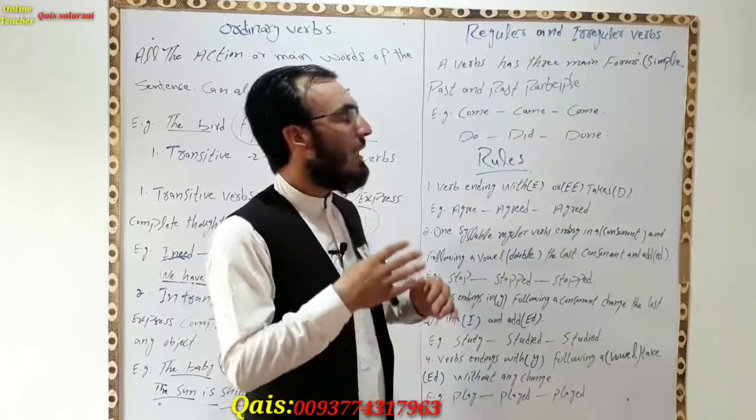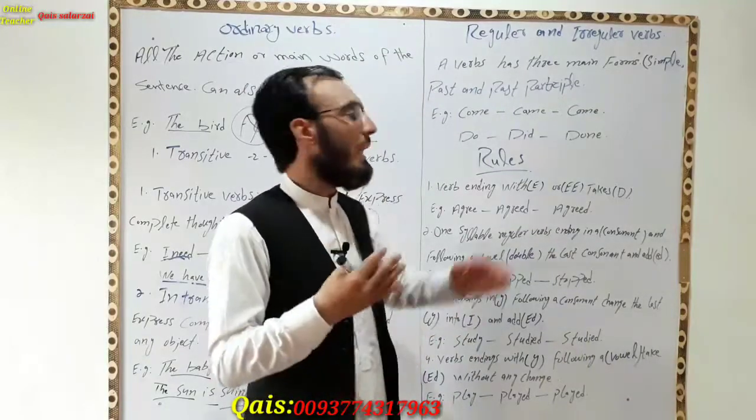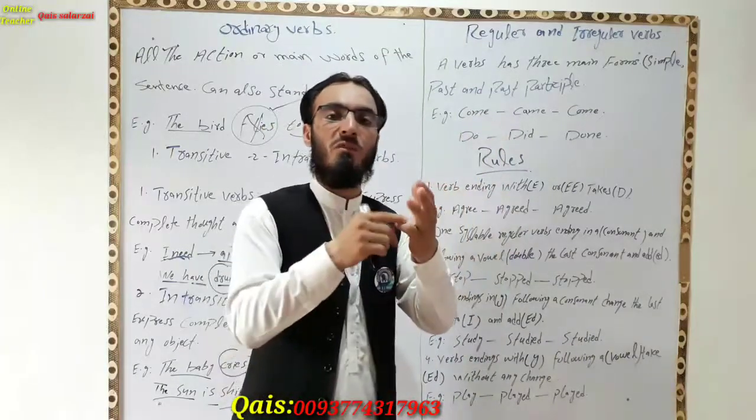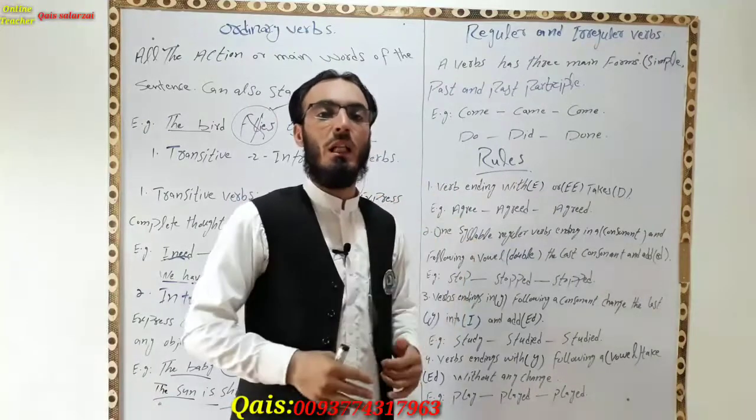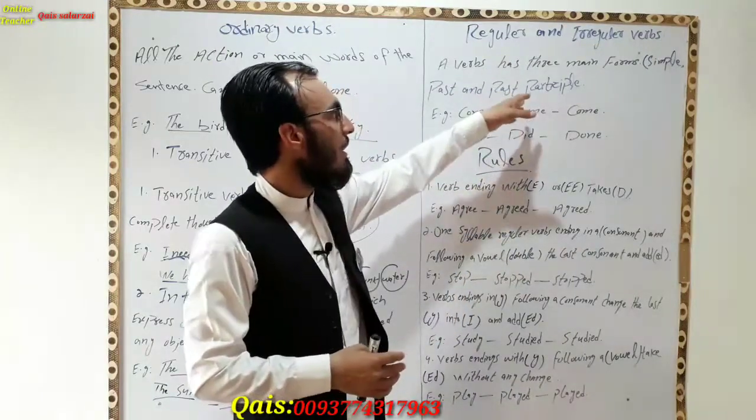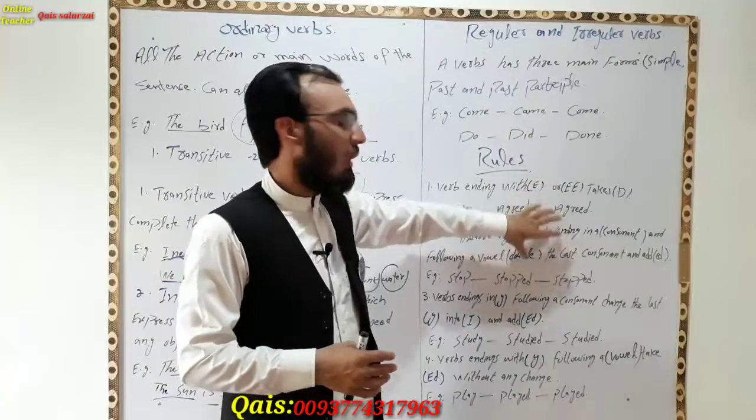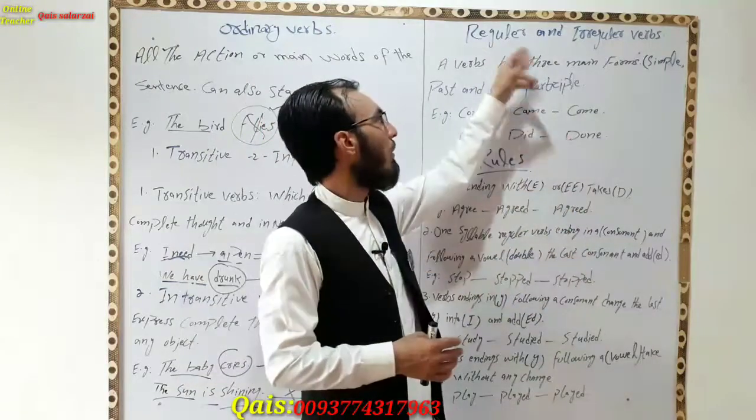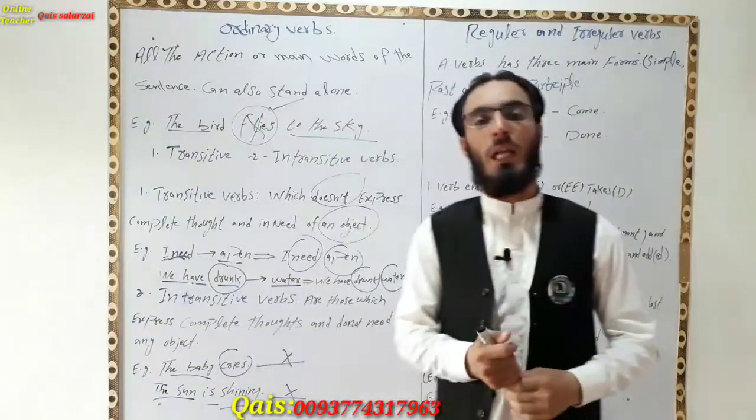But what are these three forms of the verb? For example, we can also say first, second, third. This is also another name for them. Before studying these forms of verb, let's move on to regular and irregular verbs. What are regular and irregular verbs?